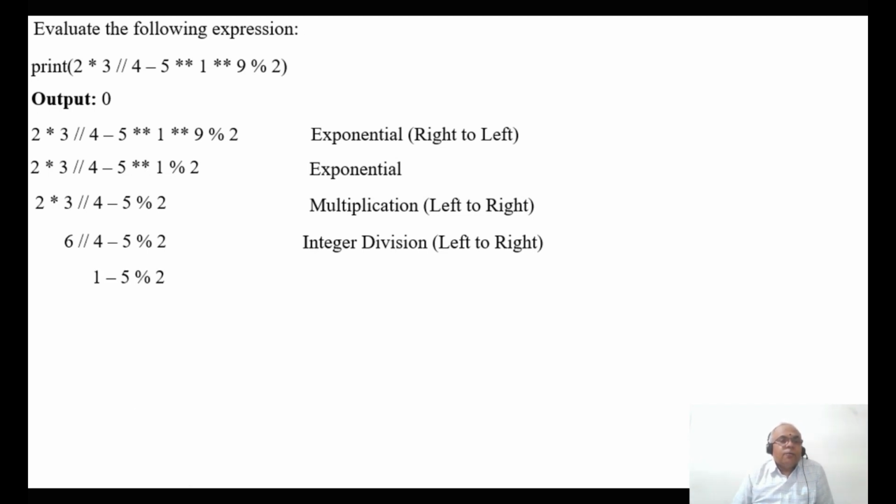Minus 5 percent 2. Now when you compare minus and modulus, modulus has the higher precedence. So now we are going to take the remainder. Modulus is from left to right. 1 minus 5 percent 2, what is the remainder? The remainder becomes 1. So you get 1 minus 1, the subtraction, 1 minus 1 becomes 0. So this is the output we are going to get, and what we have here is the same.